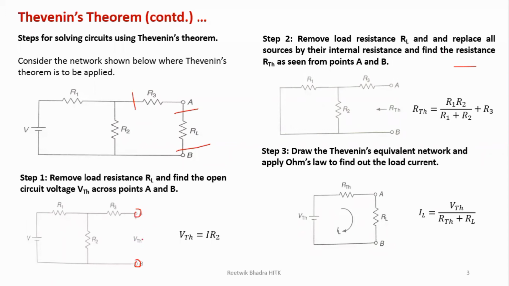So we are finding the open circuit voltage over here. Now I have to find the current, so I'll short circuit these 2 points. Now current will start flowing in this path, right? That current which is now flowing is known as IN. Previously we were doing open circuit, now what we are doing is short circuit.